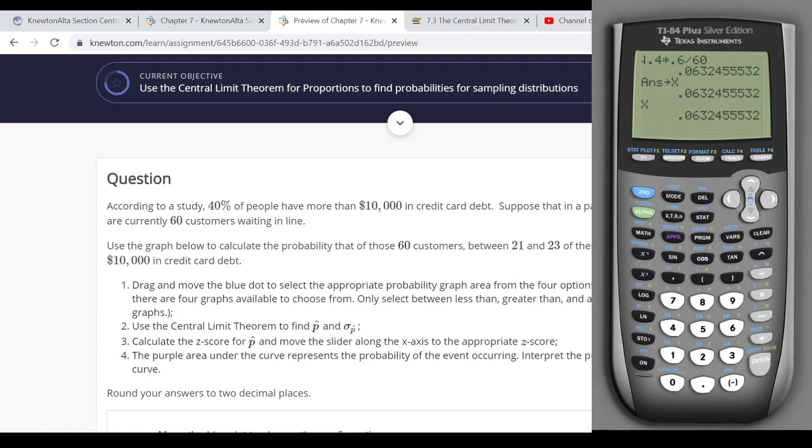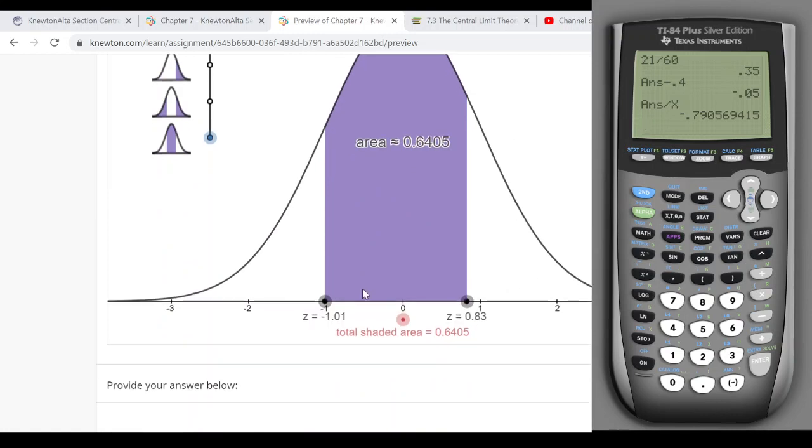All right, so z-score for 21 out of 60. So I take 21 out of 60, that's the p hat, and I subtract the mean, I subtract 0.4, the p. And then divide this by that standard deviation, which I called x, the 0.06. So the z-score for 21 out of the 60 customers having $10,000 or more in debt is negative 0.79. So I'm going to move this left dot to negative 0.79.